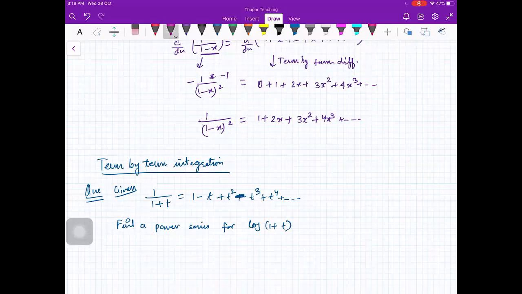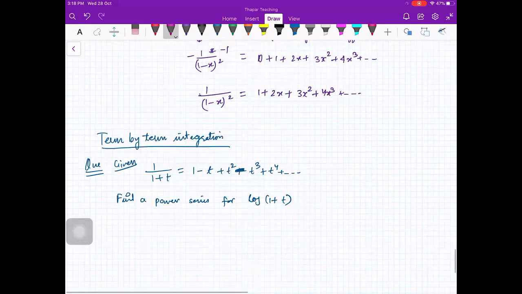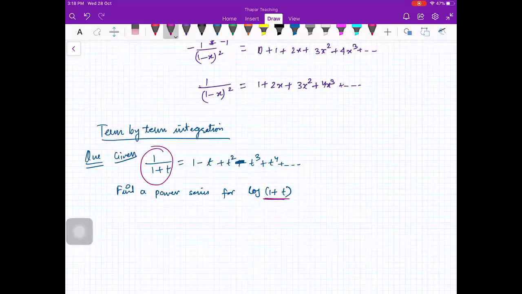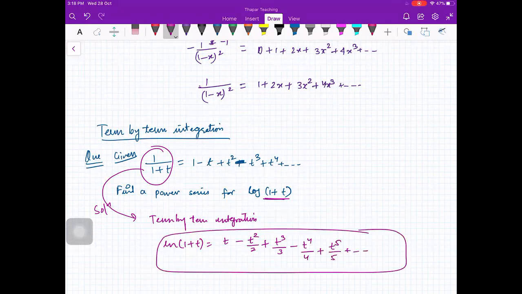Right? So what you can do, you can see that if you integrate this thing, you will get this thing. So you will integrate the given power series, term by term integration. That will give you log of 1 plus t is equal to t minus t squared by 2 plus t cubed by 3 minus t to the power 4 by 4 plus t to the power 5 by 5 and so on. And you already know that this is the series for the logarithm function.